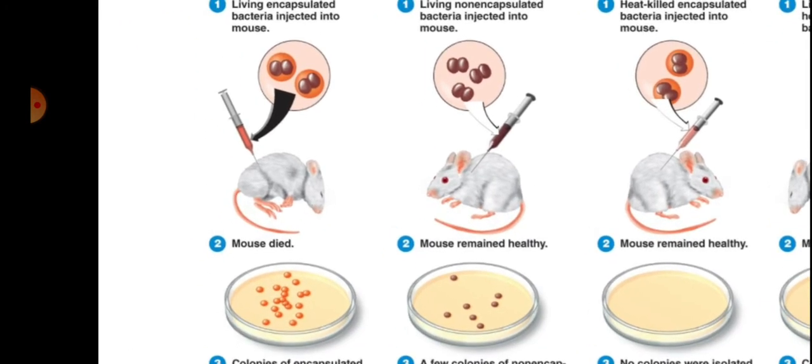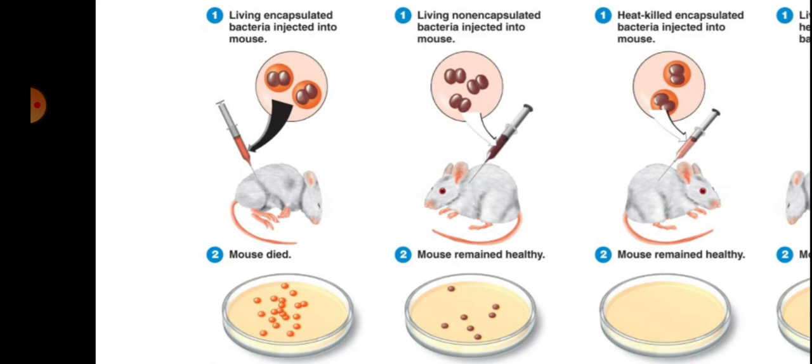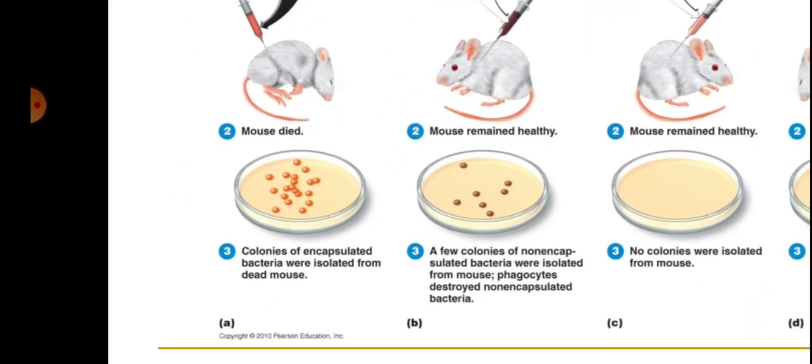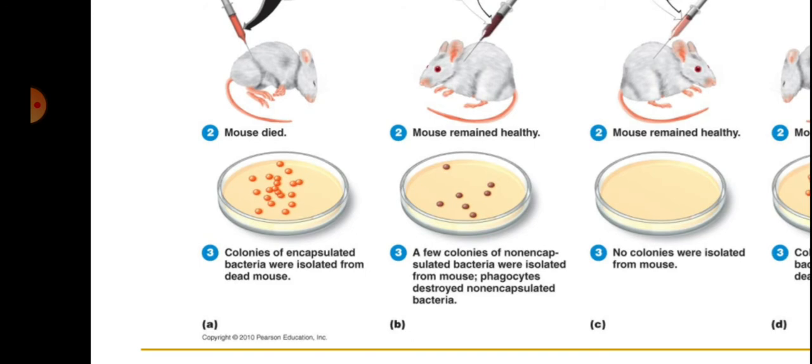In the second stage, the mouse which had been injected with living encapsulated bacteria died. The second mouse, which had been injected with non encapsulated bacteria, remained healthy. Then, in this third stage, colonies of encapsulated bacteria were isolated from the dead mouse, and a few colonies of non encapsulated bacteria were isolated from the other mouse. Phagocytes destroyed the non encapsulated bacteria.